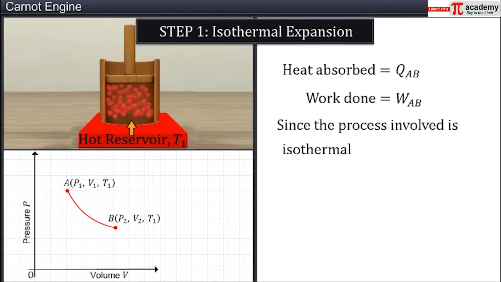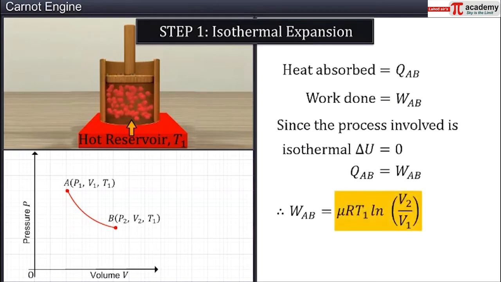For an isothermal process, there is no change in the temperature of the system, and hence the change in the internal energy is zero. Therefore, the heat absorbed by the system is equal to the work done by it. Therefore, for an isothermal process, the work done by the system WAB is equal to mu R T1 ln V2 by V1. Let this be equation 1.